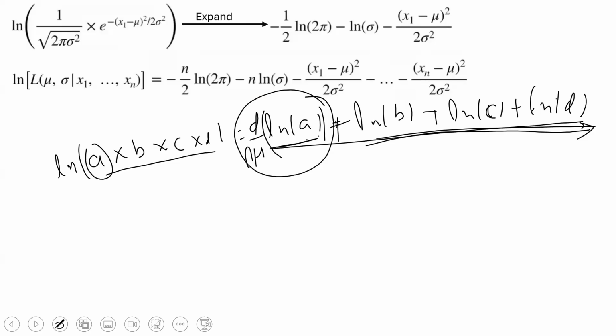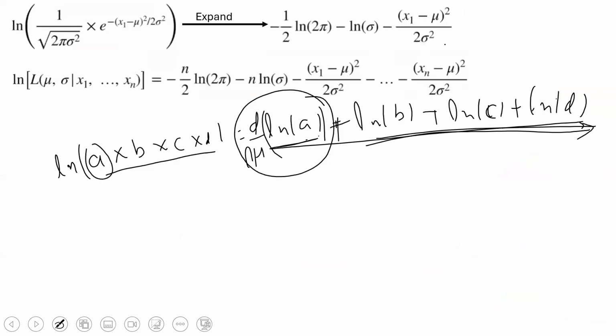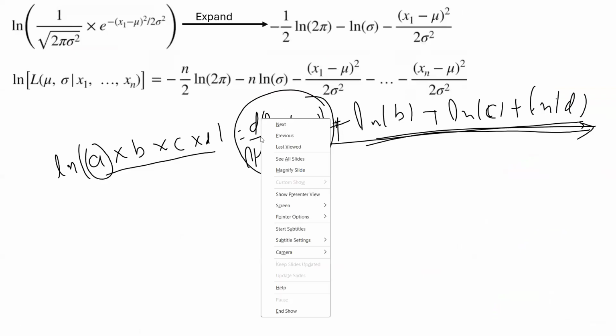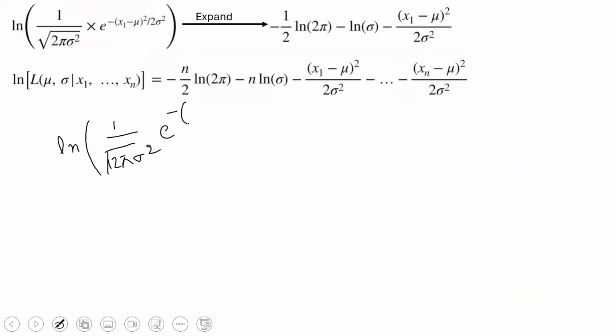So what is the first function right now for us? It is 1 by root of 2 pi sigma square e to the power of minus (x1 minus mu) whole square by 2 into sigma square, right? So now how do we expand this? If we apply the logarithm to that, what actually happens? Let's have a look at that. It's simple like this. ln of 1 by root of 2 pi sigma square e to the power of minus (x minus mu) whole square by 2 into sigma square.